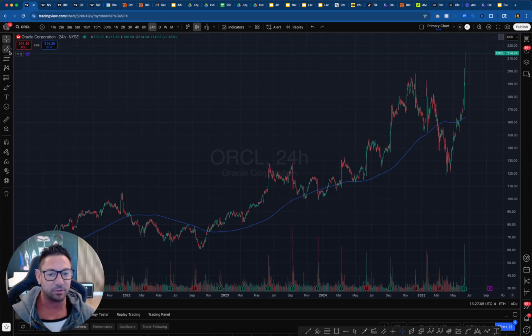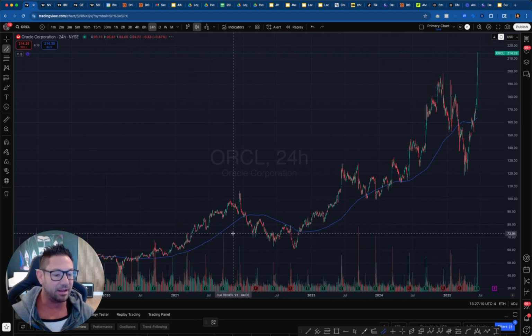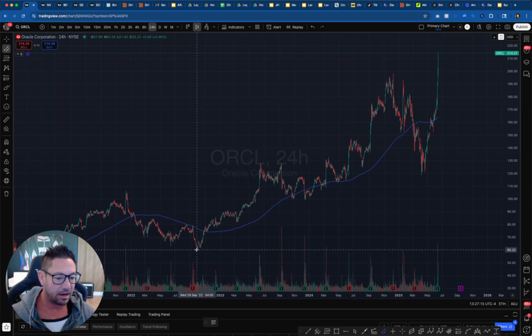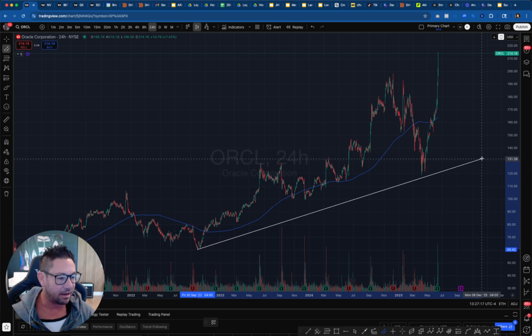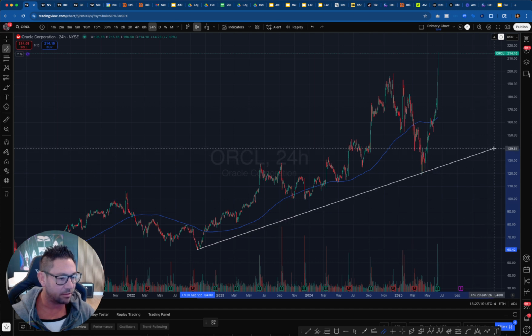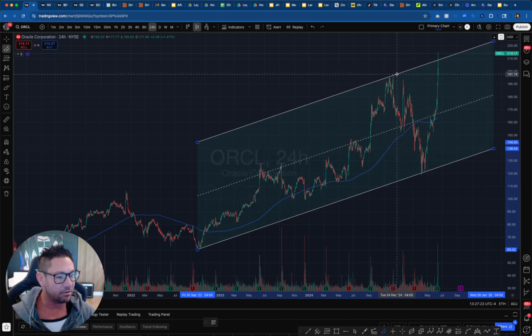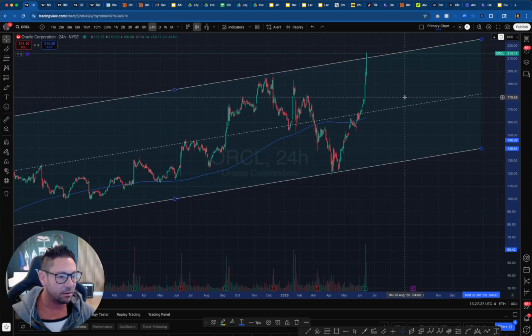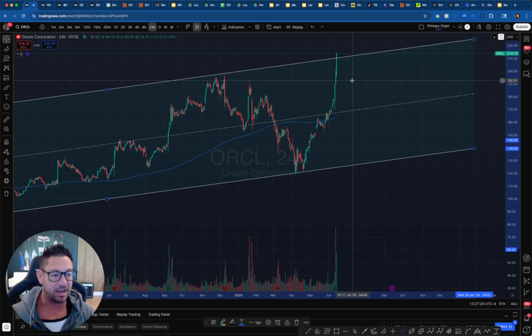The first thing we're going to do is look to draw a parallel, and I'm going to grab that from this low pivot here. We'll take a look at how this is framed in with those lows there, and then drag it all the way up to here. And you can see we overthrew the parallel today, right?